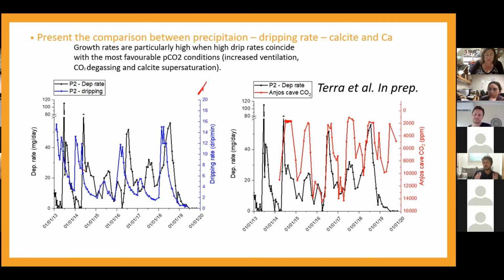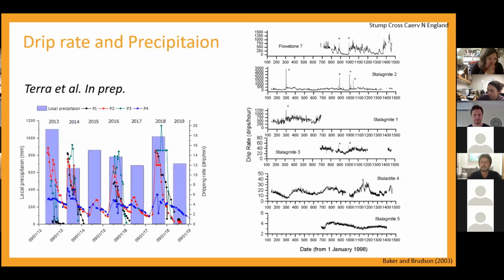The point is, the peak does not occur together with the peak of the dripping rate, because the PCO2 at this time is still high in the cave, and when the cave PCO2 decreases, then there's more calcite being precipitated. I don't know if I've been really clear, but anyway.